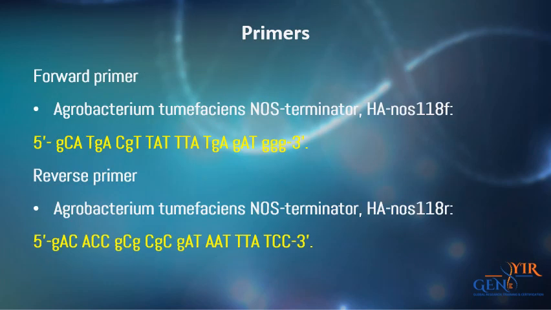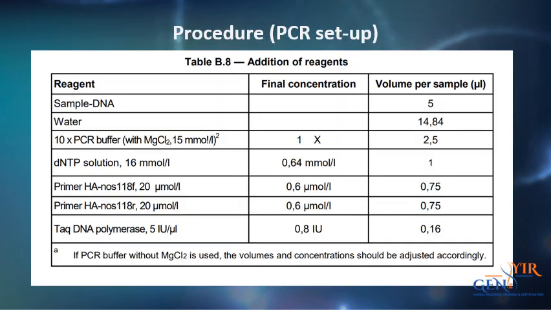Forward primer and reverse primer for Agrobacterium tumefaciens NOS terminator. Reaction mixes. The method is for a total volume of 25 microliter per PCR and the reaction setup is given in the table. All reagents shall be completely thawed at room temperature. Each reagent shall be carefully mixed and briefly centrifuged immediately before pipetting.